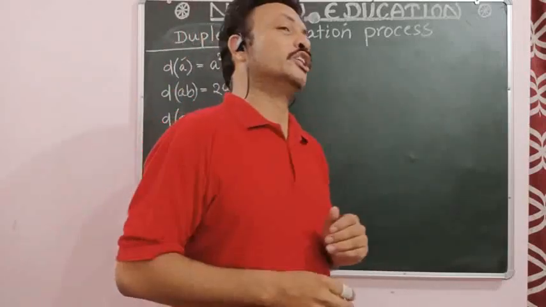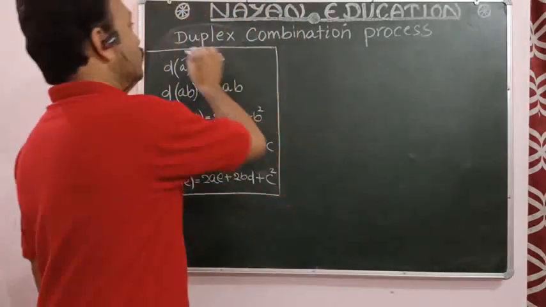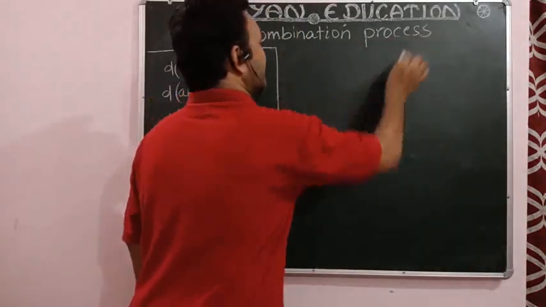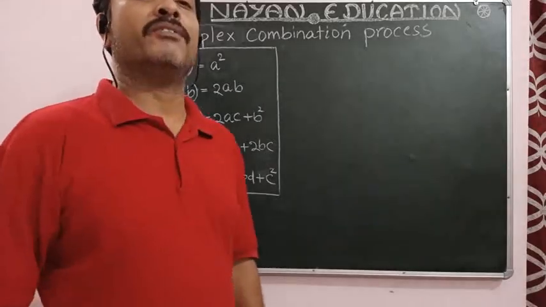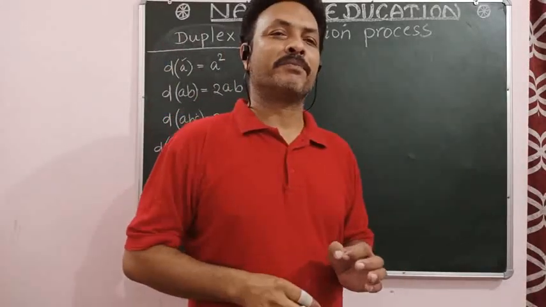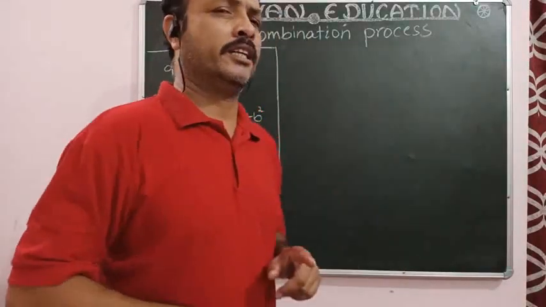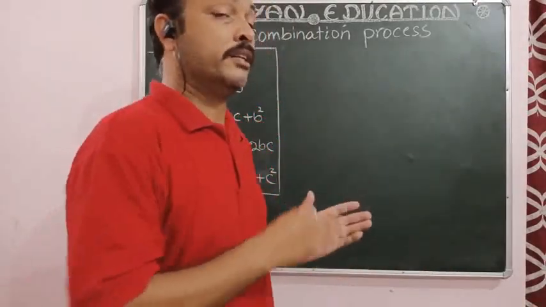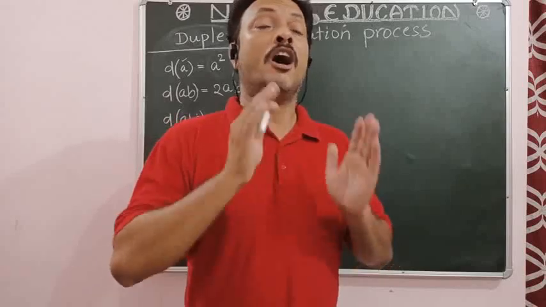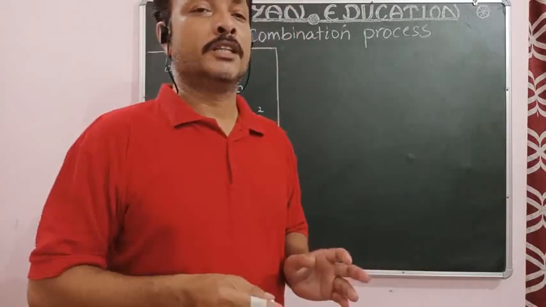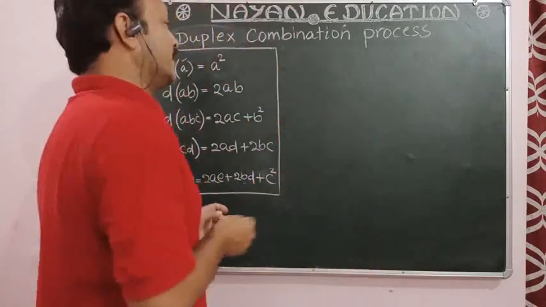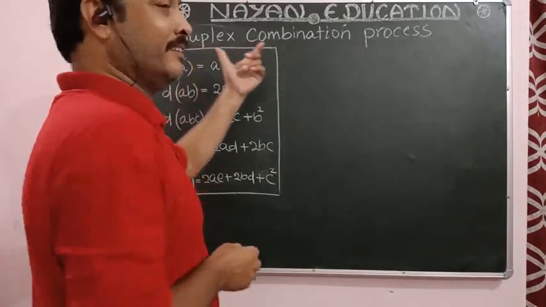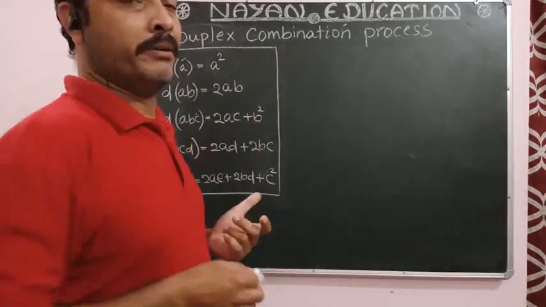But I would like to introduce before you the duplex combination process in order to find the square of any digit number. You may find the square of a single digit number, two digit number, three digit number, four digit number, five digit number, or any digit number. So let us understand this method in a very brief manner.